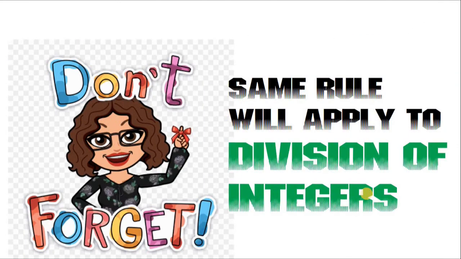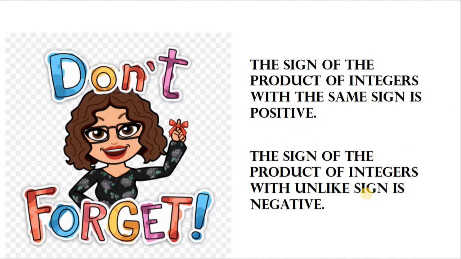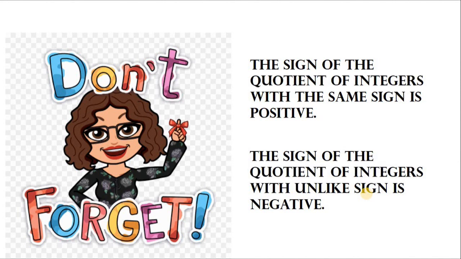So don't forget, the same rule will apply to division of integers. So the sign of the product, the answer of multiplication, of integers with the same sign is positive. And the sign of the product of integers with unlike signs is negative. And for the quotient, the answer for division, the sign of the quotient of integers with the same sign is positive. And the sign of the quotient of integers with unlike signs is negative.